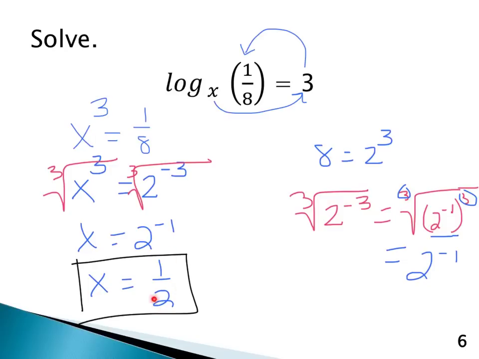So now let's check this 1/2, and what does that look like? So there's a 1/2 here, raised to the third power. Is that equal to 1/8? Well, 1/2 raised to the third power is 1 to the third power, which is 1. 2 to the third power is 8. So this is 1 over 8, and that's exactly what you wanted. So this check works as well.